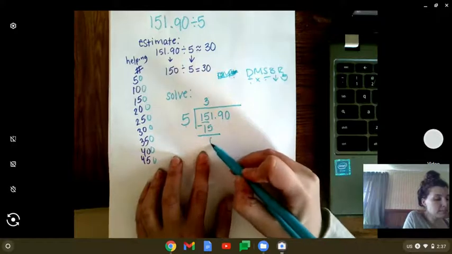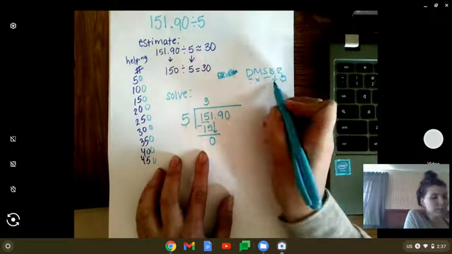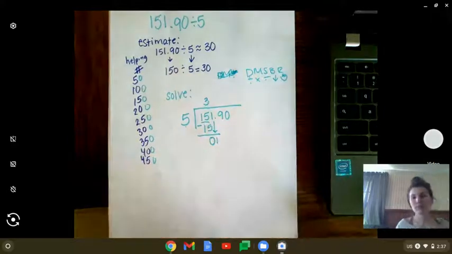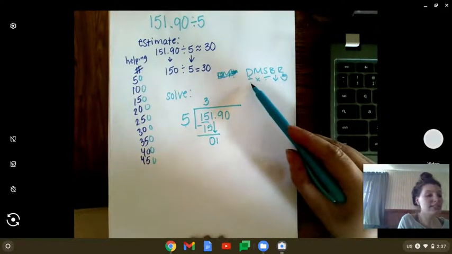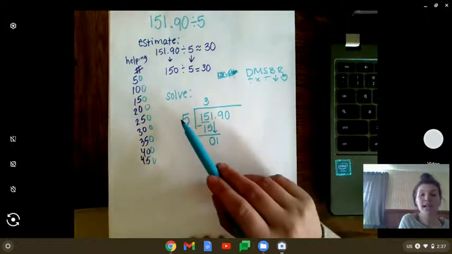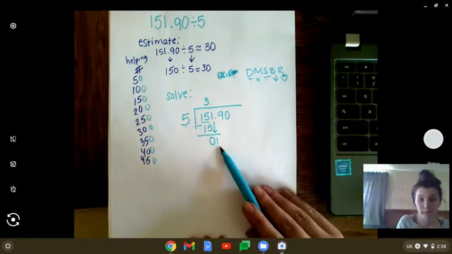Subtract. We get 0. Bring down. We get 1. Repeat. So we start again. Divide. 1 divided by 5, or how many times does 5 fit into the number 1?